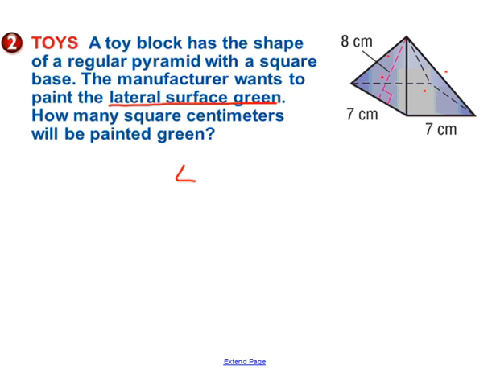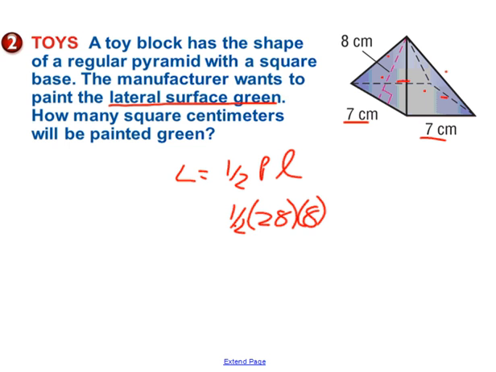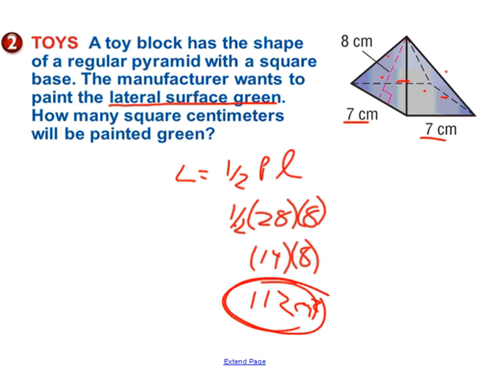So the lateral surface area is 1/2 the perimeter times the slant height, which they use the symbol L for. The perimeter here is 7 plus 7 plus 7 plus 7, or 28. So it's 1/2 times 28 times the slant height of 8. 1/2 times 28 becomes 14. 14 times 8 would be 80 plus 32, which is 112 centimeters squared.